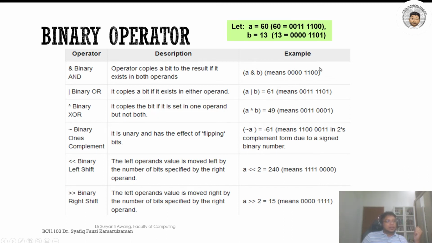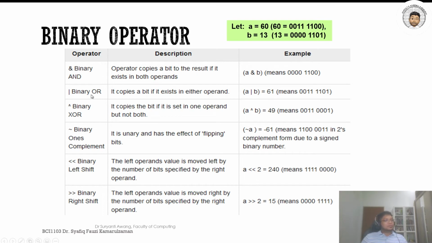So in binary, what is it? If anybody good in binary can guess, what is the answer? Nobody can guess? Anybody can guess what is the answer? 60 AND 13 in binary, the answer is 12. So 13 is 0 0 0 0 1 1 0 1, and 12 is 1 1 0 0. This is 12. Don't worry about how I calculate it, because I'm really used to binary. We are in computer science, so we need to use binary.